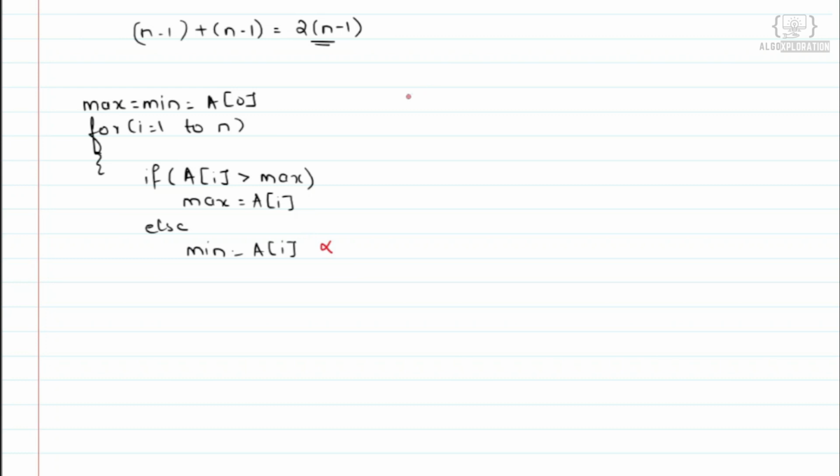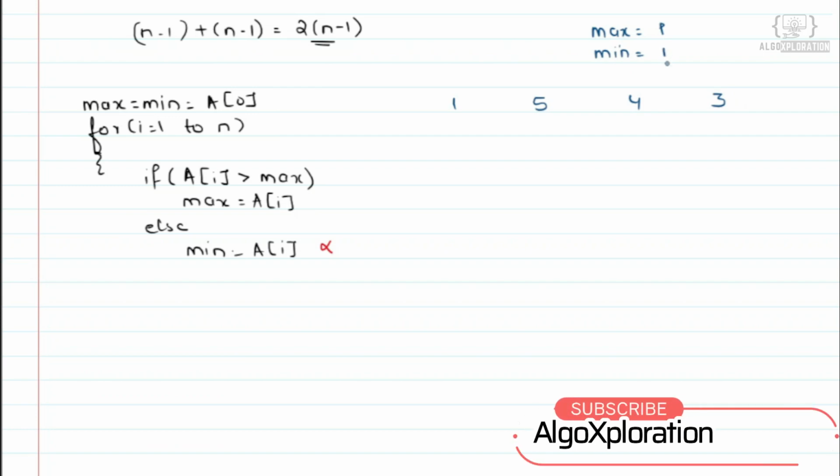Why? Because let's take an example. So here the maximum will be 1 and the minimum will be 1 initially.